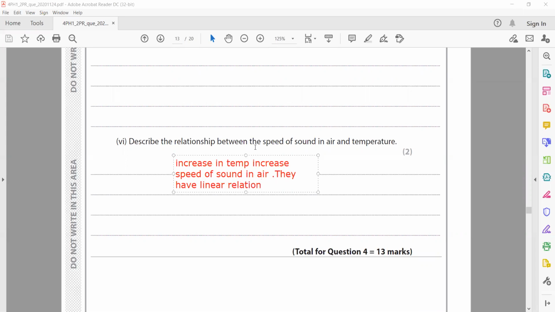Why linear relation? Because it's a straight line, which shows the relation is linear.